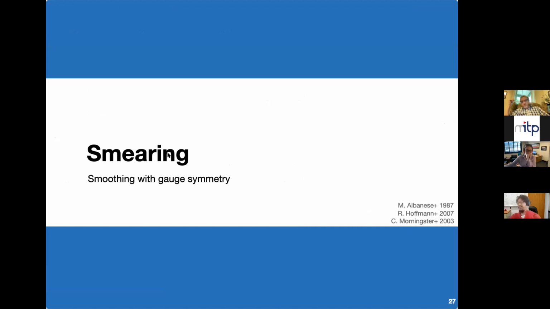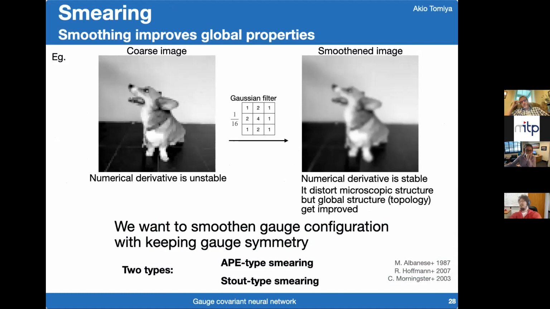Okay, let me move on to the smearing. If we have a coarse, rough image, we can get a smoother image by applying the Gaussian filter. If we want to apply a numerical derivative on an image, the numerical derivative is unstable for a coarse image, but the smoother image has a nicer outcome of the numerical derivative. Also long distance behavior is improved.